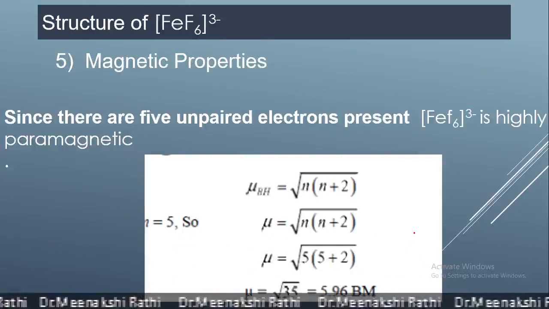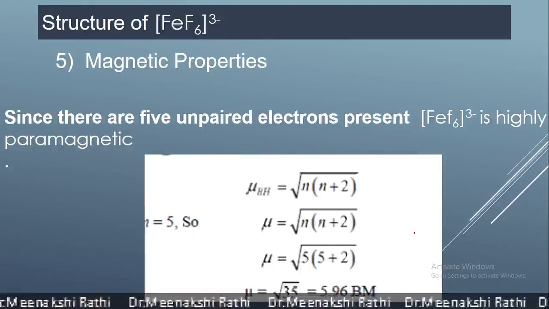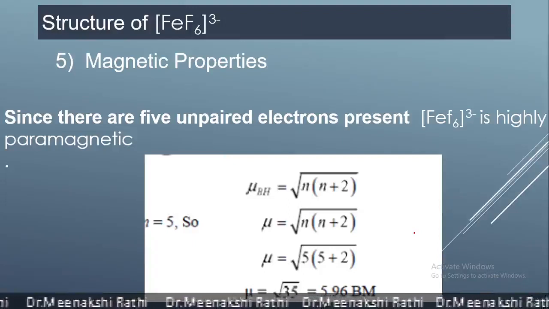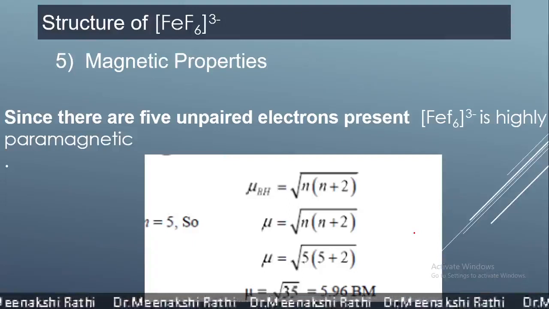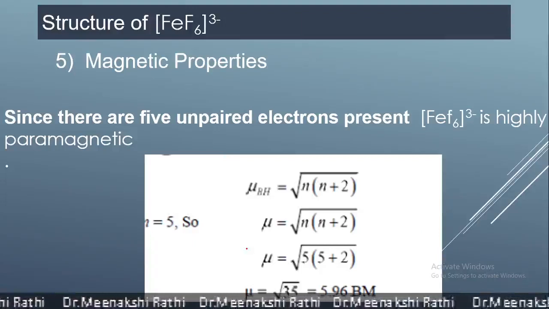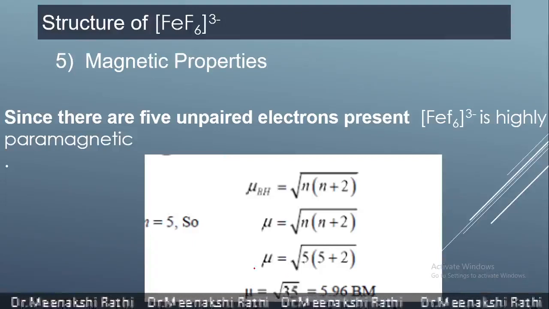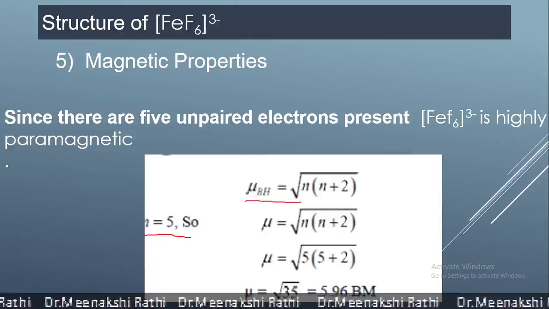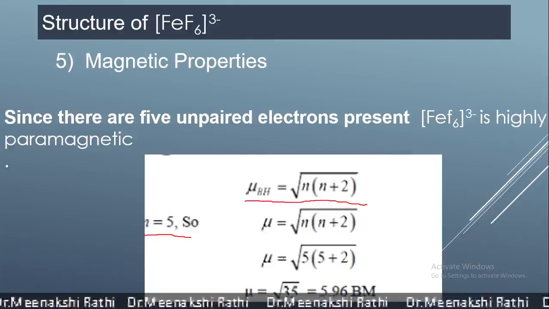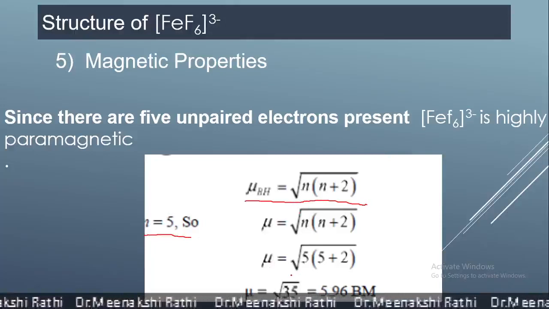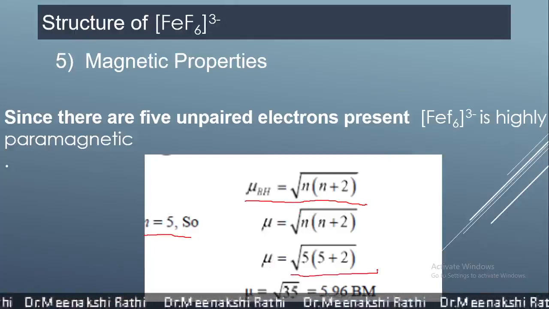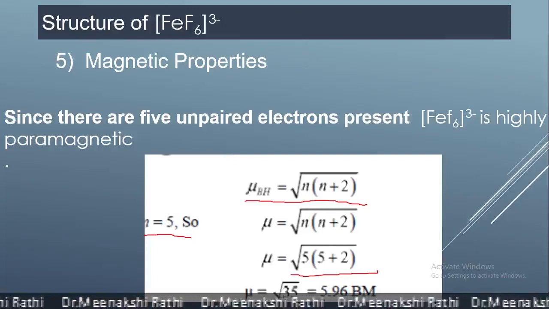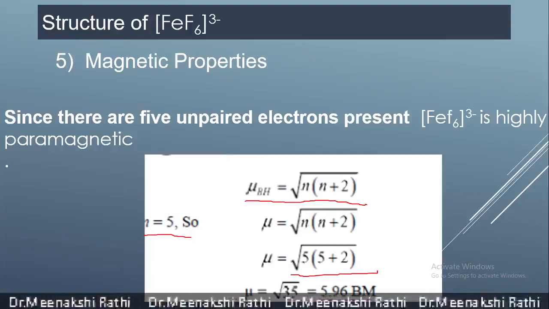In the hexafluoroferrate ion, since there are 5 unpaired electrons, it is highly paramagnetic and its magnetic moment is very high. Here n is equal to 5. So by using the spin only formula, mu is equal to square root of 5 plus 2, that is square root of 35, and the value is 5.96 Bohr magneton.